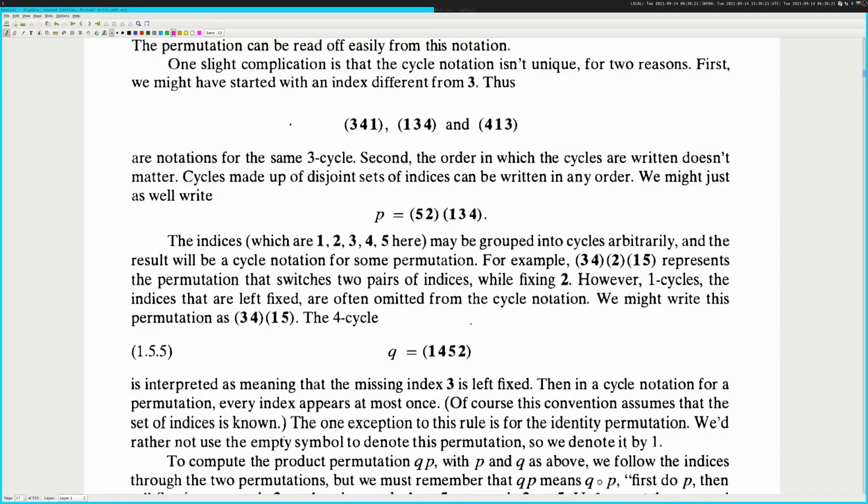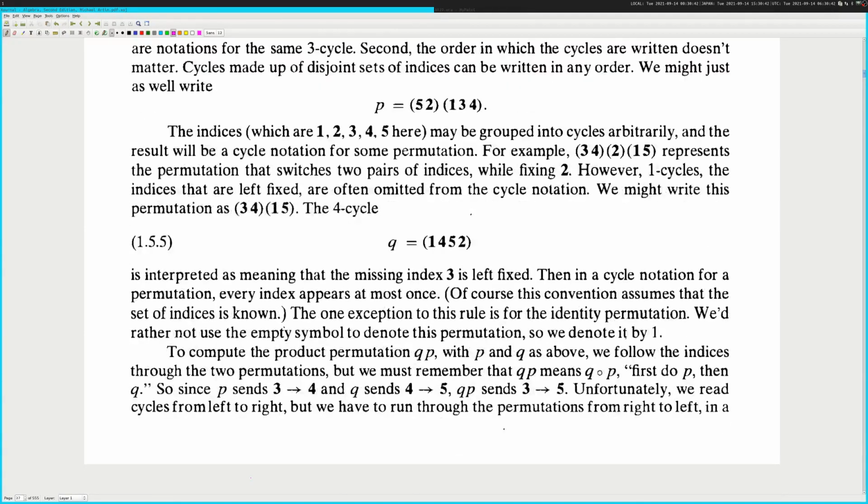Then in a cycle notation for a permutation, every index appears at most once. Of course, this convention assumes that the set of indices is known from context. The one exception for this rule is the identity permutation. We'd rather not use the empty symbol to denote this permutation, so we denote it by 1.